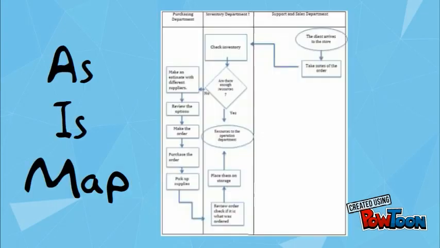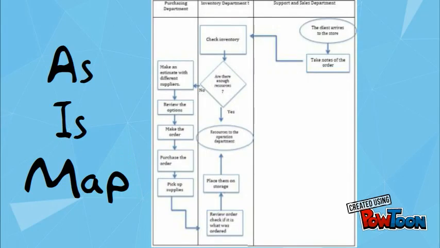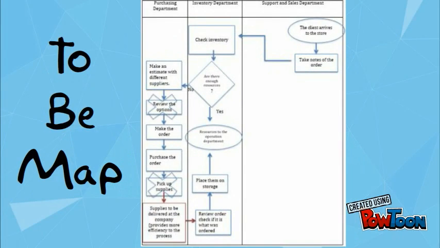Here we can analyze in more detail the purchasing process. The process starts when the client arrives to the store because it's an order-based model. After the client arrives, the employee takes notes of the order and checks in the inventory to see if there are enough resources to fulfill the order. If there are the resources needed, they are taken into the operation department. If not, he has to make an estimate with different suppliers.